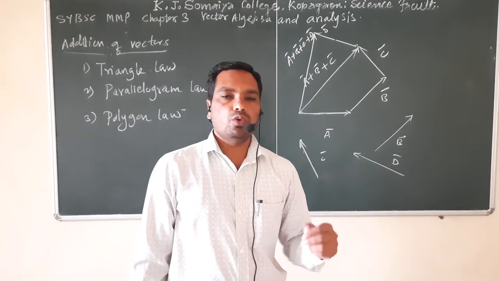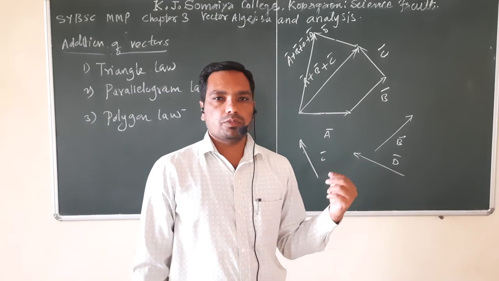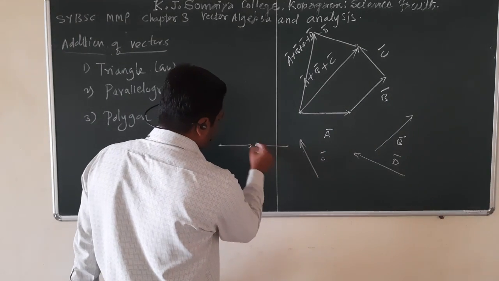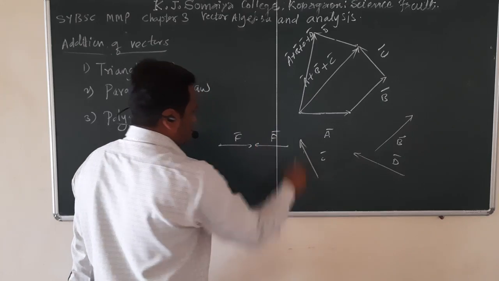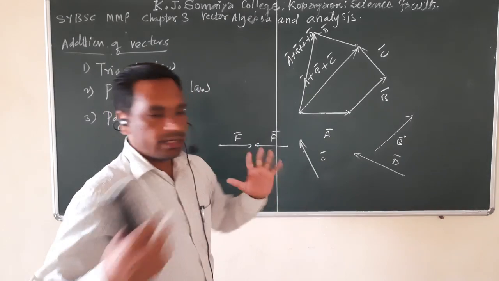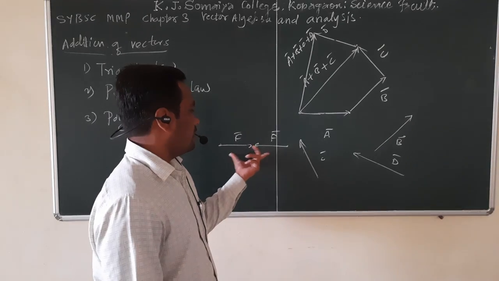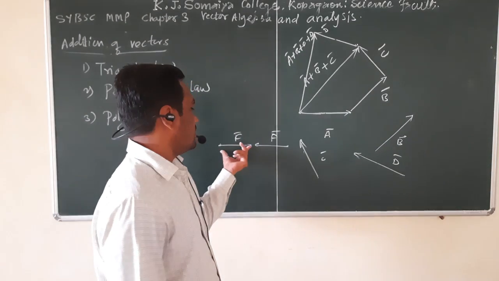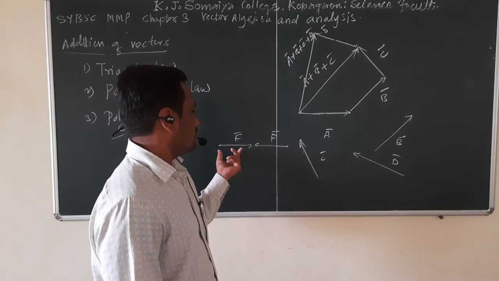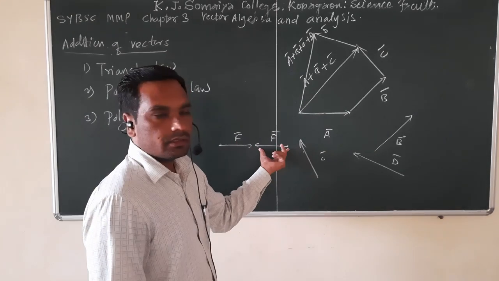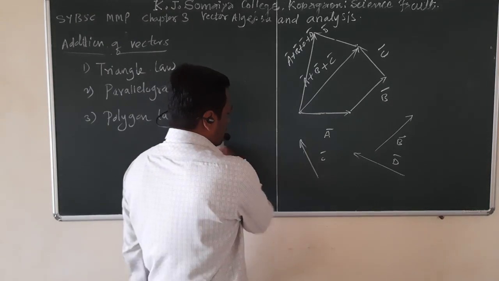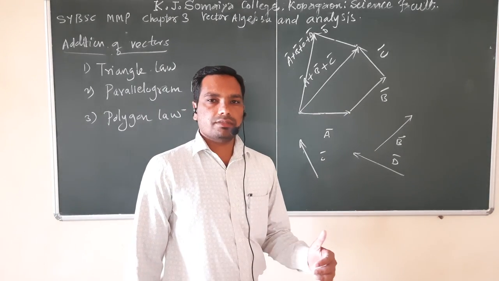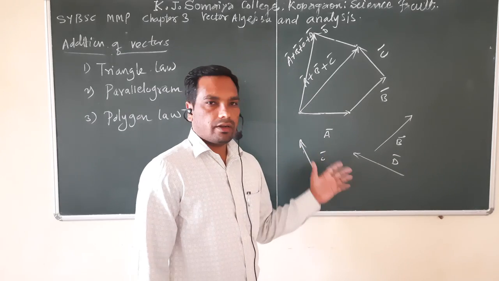And for adding two vectors, suppose one force is like this and another force is like this, and both forces have the same magnitude and same direction. Okay, so we know that their vector addition is 0, because their magnitude is the same but direction is opposite. So the laws of vector addition are very useful in physics for adding vector quantities.